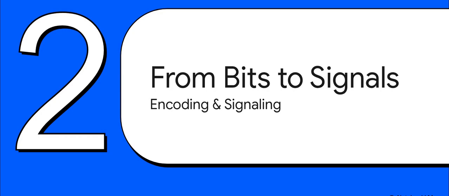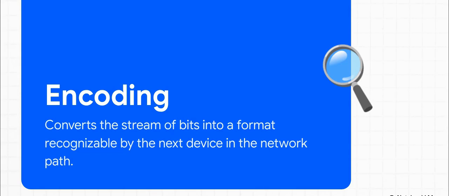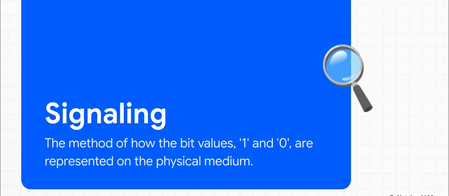Let's break those down. First up, we've got encoding. The best way to think about this is like a secret code. The physical layer takes that raw stream of ones and zeros from the computer and arranges them into a specific, recognizable pattern. It's a format that the device on the other end is expecting, so it knows how to read it. And then there's signaling.